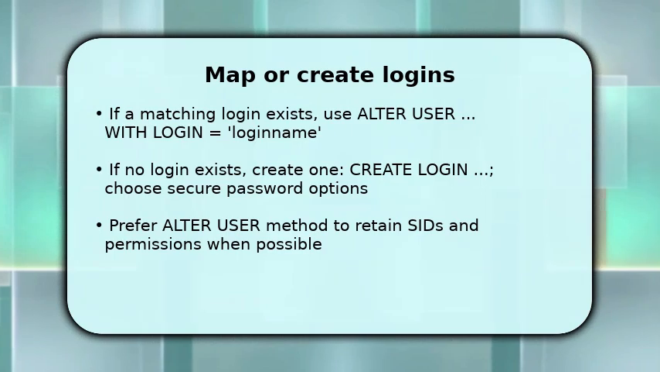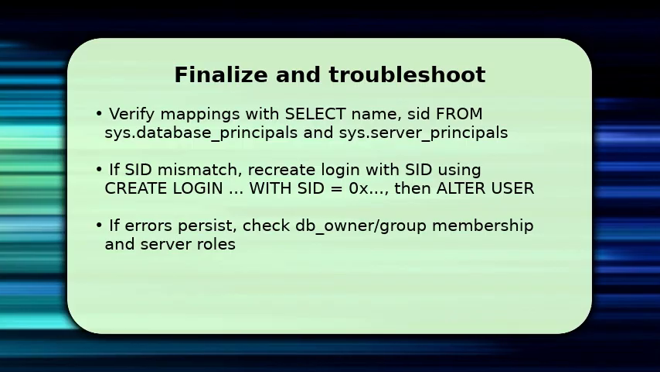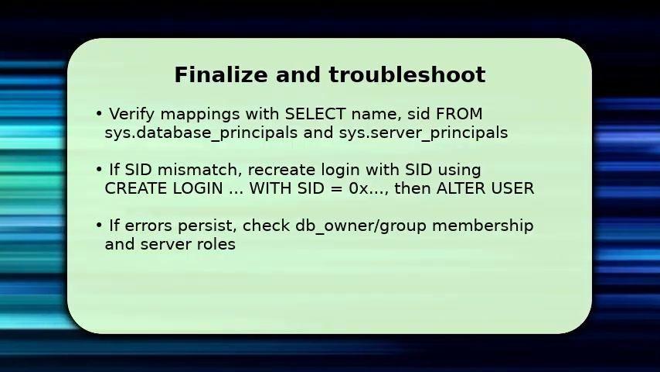Query sys.database_principals and sys.server_principals to confirm SIDs match, and test logins by connecting or impersonating the user. If you find a SID mismatch, recreate the server login specifying the original SID and then run ALTER USER again. This solves many stubborn access failures.